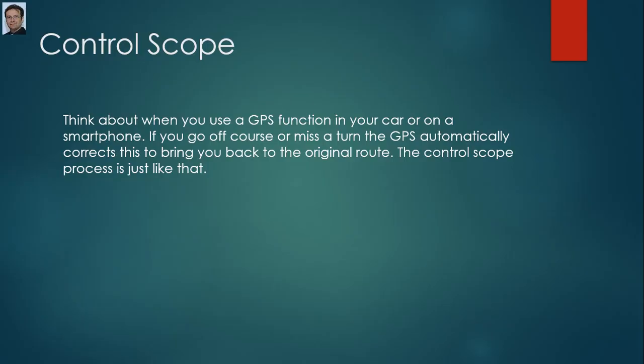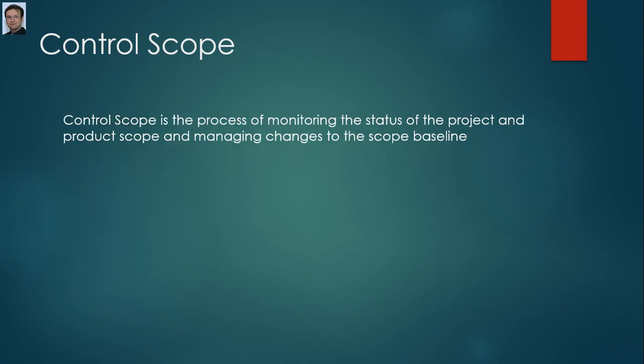In control scope, think about when you use a GPS function in your car or on a smartphone. If you go off course or miss a turn, the GPS automatically corrects this to bring you back to the original route. The control scope process is just like that. Control scope is the process of monitoring the status of the project and product scope and managing changes in the scope baseline.